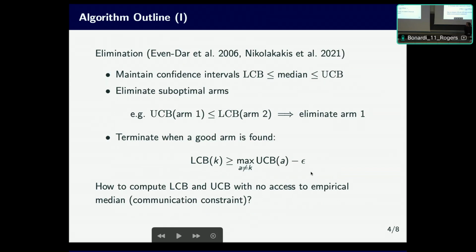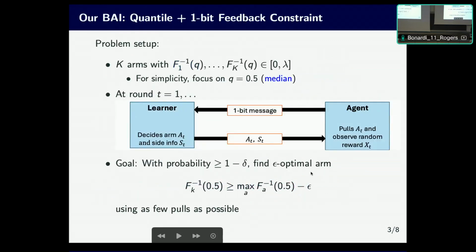So the problem is, with this communication constraint, it may be tricky to compute the lower confidence bound and upper confidence bound. For example, for the mean-based setting, the LCB and UCB are defined based on the empirical average. And here you can probably think, maybe you just use some empirical quantile. But then if you look at the setup, it's not immediately obvious how we can compute the empirical quantile just from the 1-bit message.